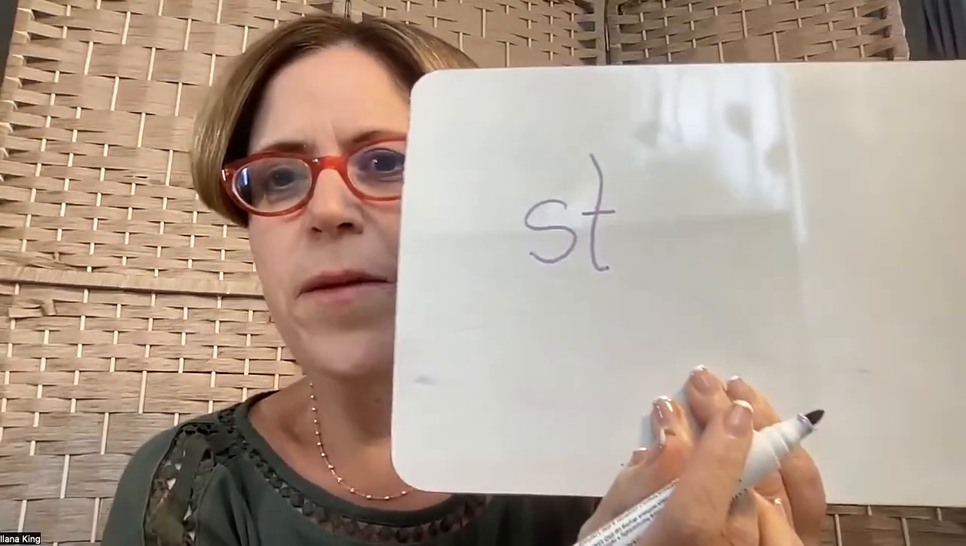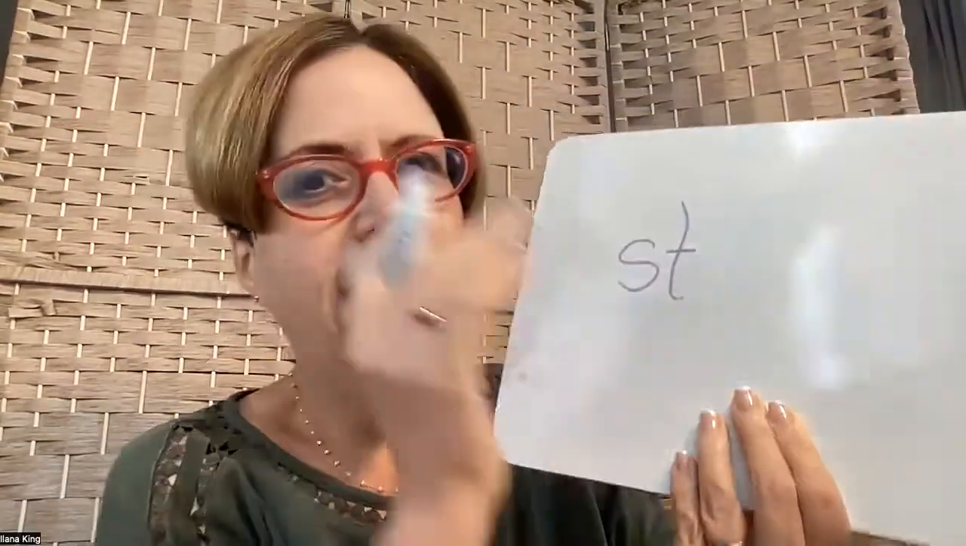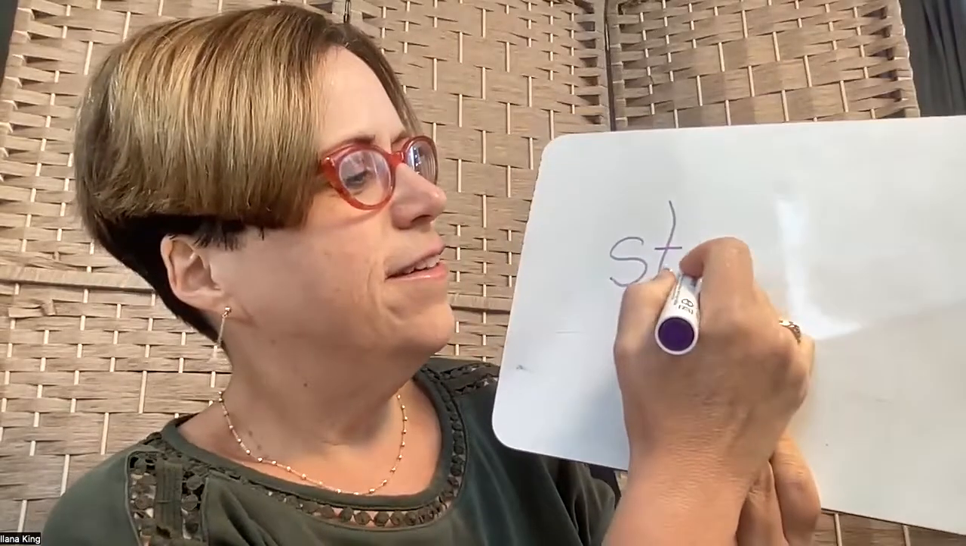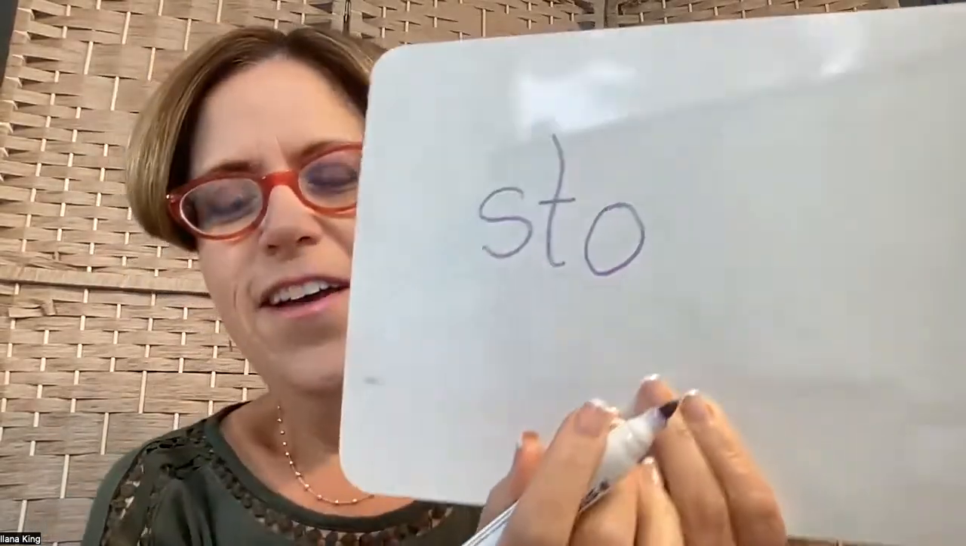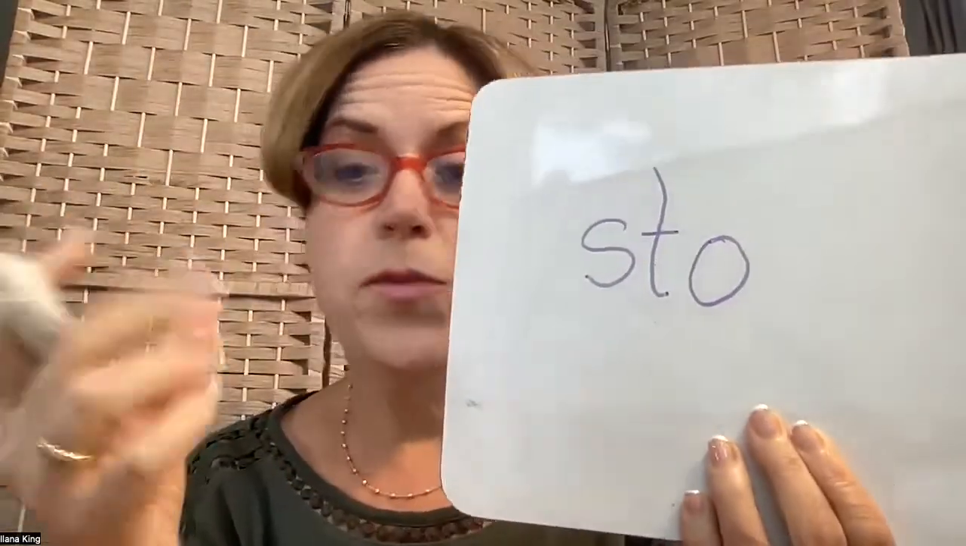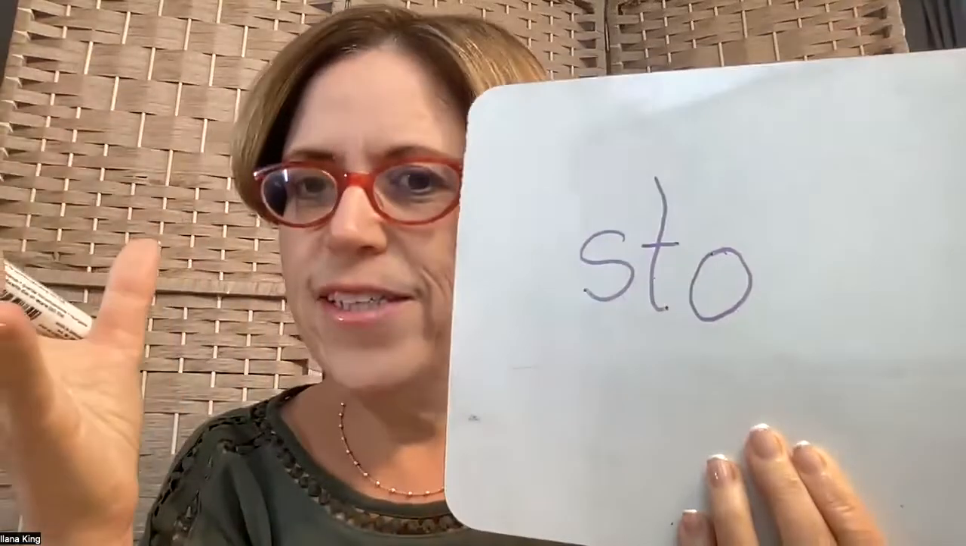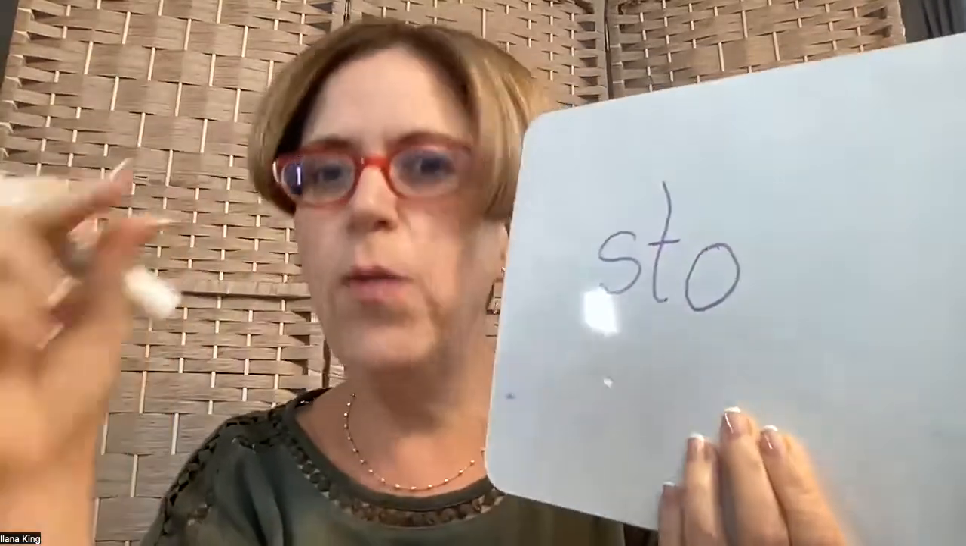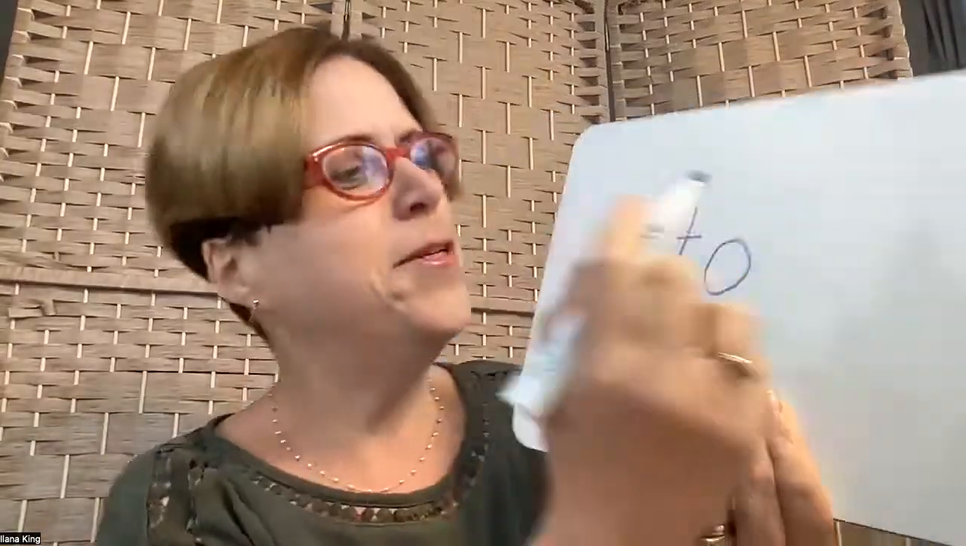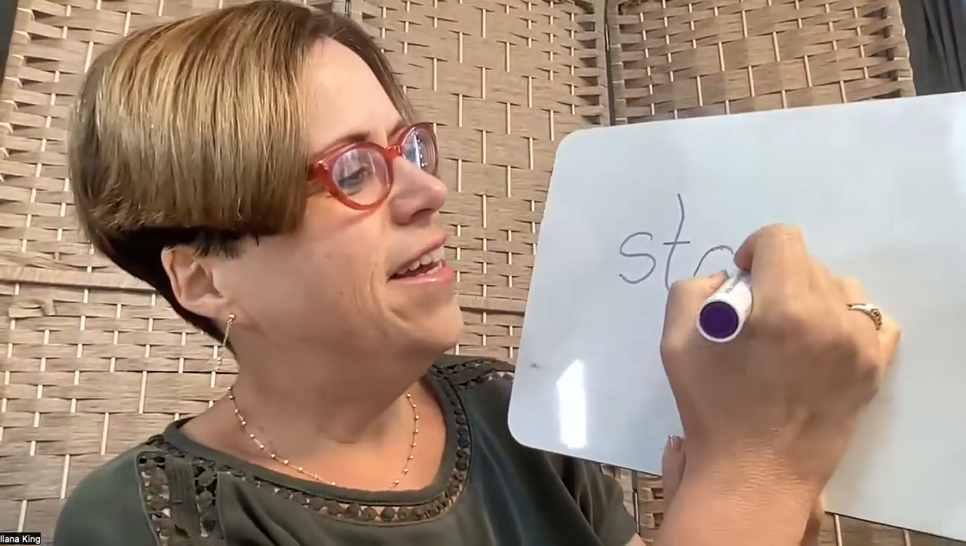S-T. Okay, what could it be? Let's think. Okay. Next letter. Right, the next letter. Okay, S-T-O. And they might be starting to guess this. Stomp, stop. They could be guessing that. That's absolutely fine. You want them to be shouting out words. Come on, what do you think it is? And then you can put the next letter.